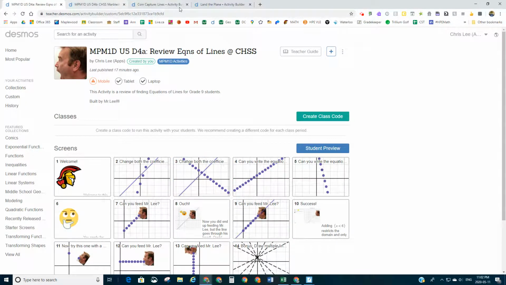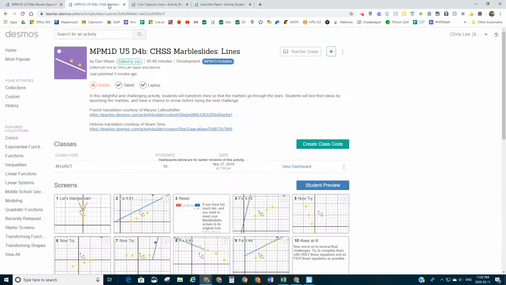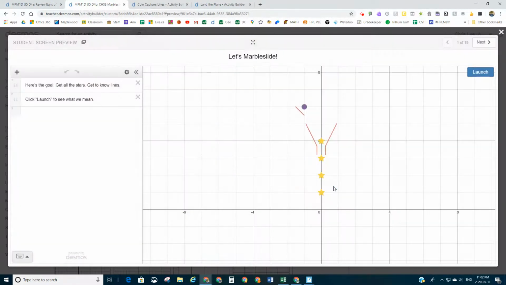Okay, so that activity was meant to just review all of the stuff to really set you up for the fun 3 activities that I have next. So the first one is called Marble Slides, which is one of Desmos' coolest activities. I'll just give you a quick little intro. Your job is to try and get these marbles to hit all the stars. So right now it just says go ahead and push launch and let's see what happens. And because of the lines there, it collects all the stars.